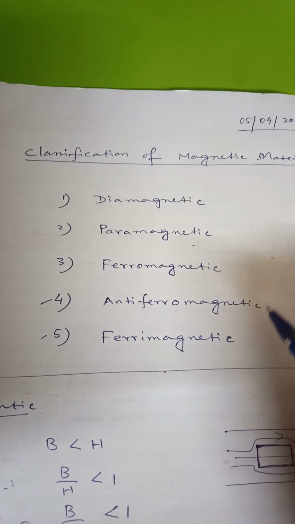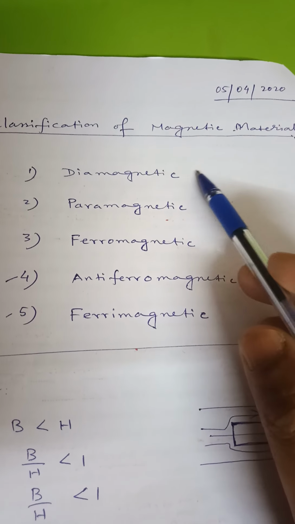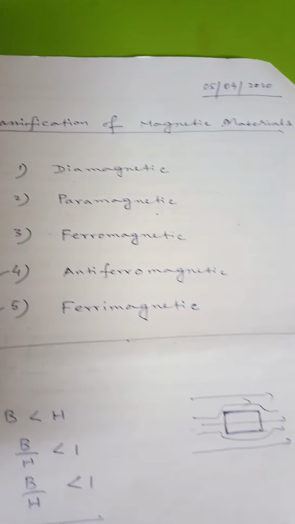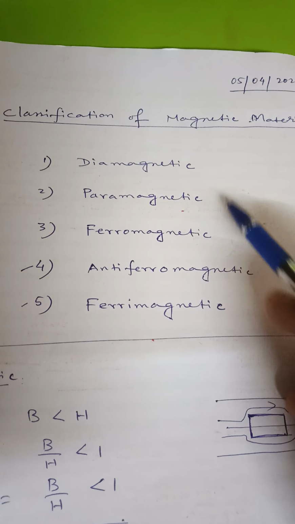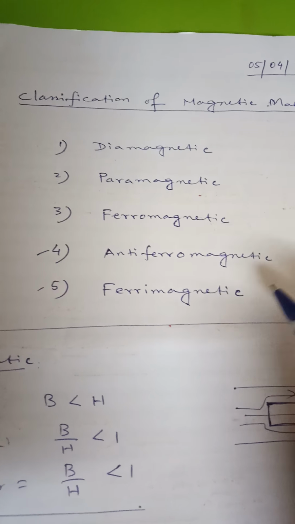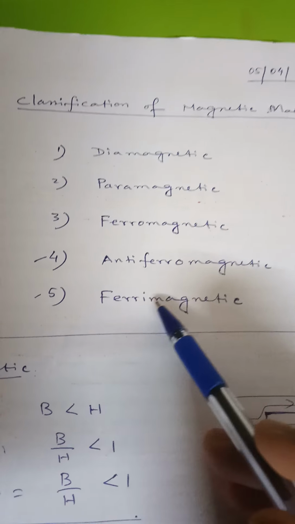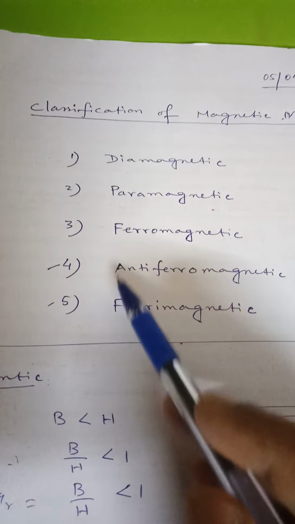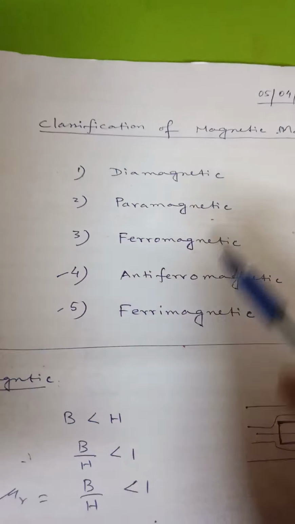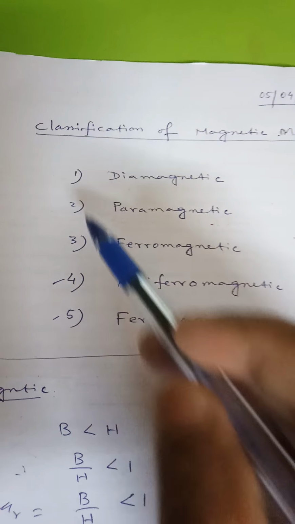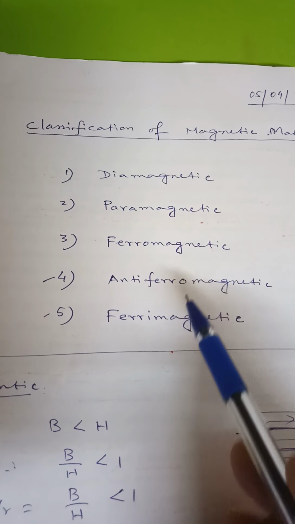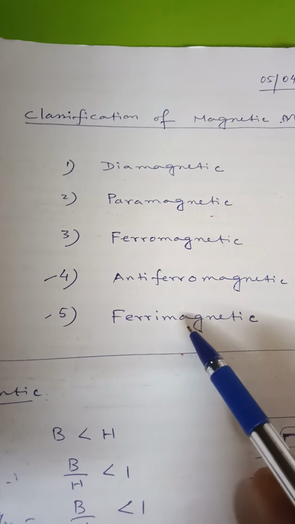So magnetic materials are broadly classified into the following categories: diamagnetic material, paramagnetic material, ferromagnetic material, antiferromagnetic material, and ferrimagnetic material. The last two, that is antiferromagnetic and ferrimagnetic material, are special types of material. So as a whole, these are the five categories, that is, the classification of magnetic material. Now let us explain one by one.